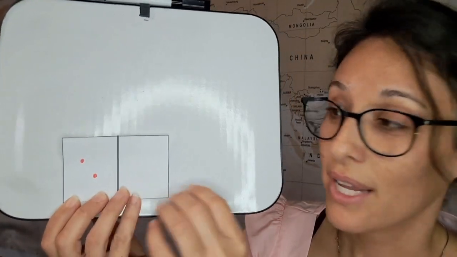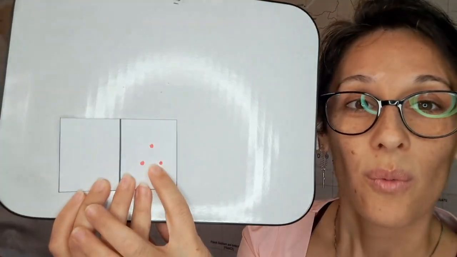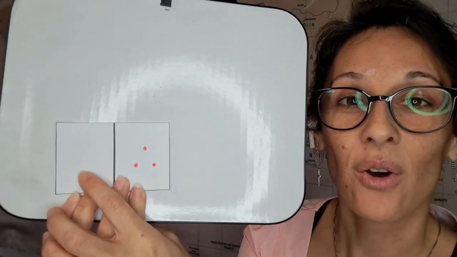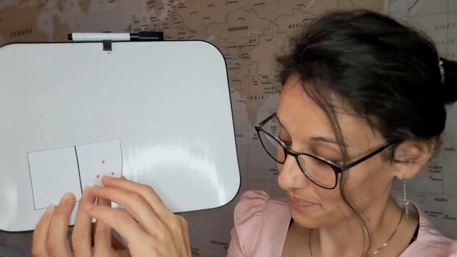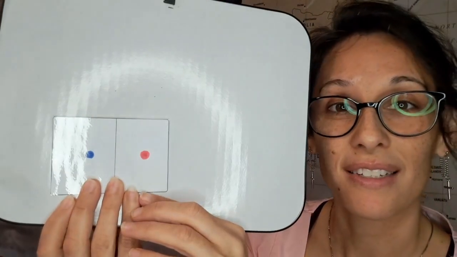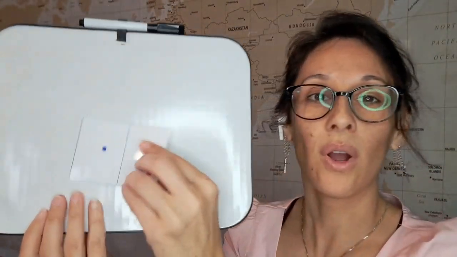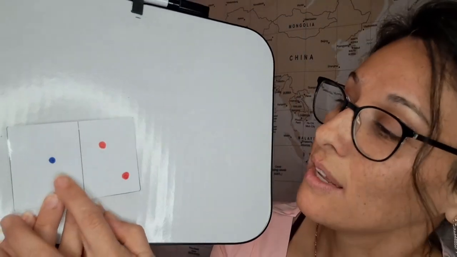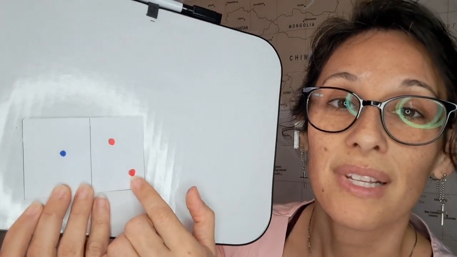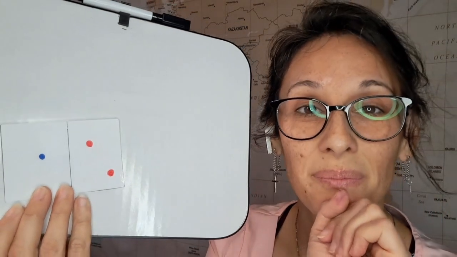2 plus 0 is 2. How many are on this one? 3 plus 0 is 3. 1 plus 1 is what? 2. One more. What is 1 plus 2? Let's count them. 1, 2, 3. 2 plus 1 is 3.